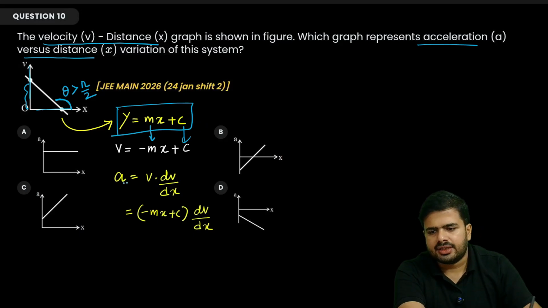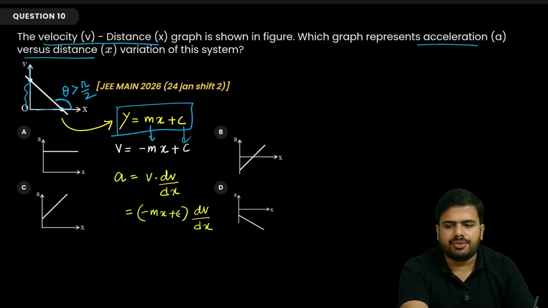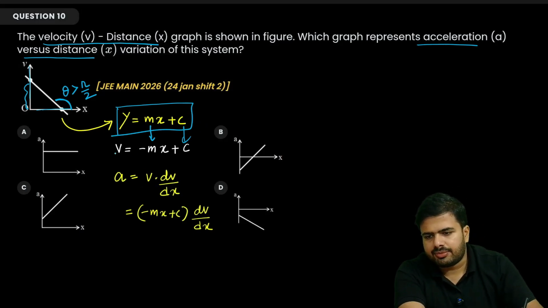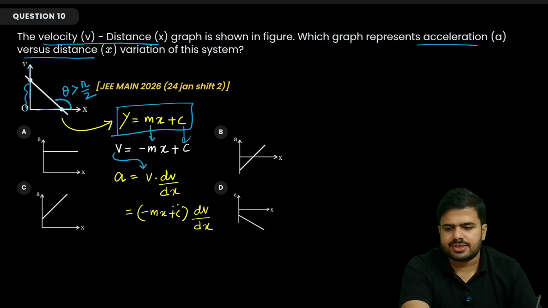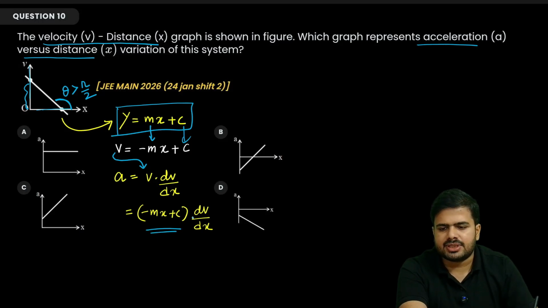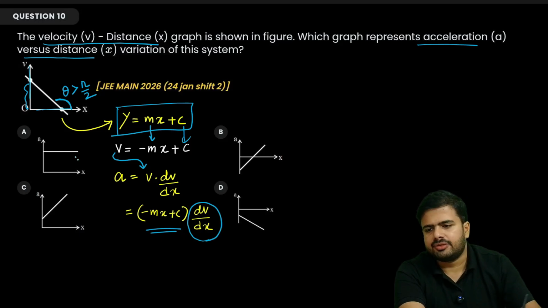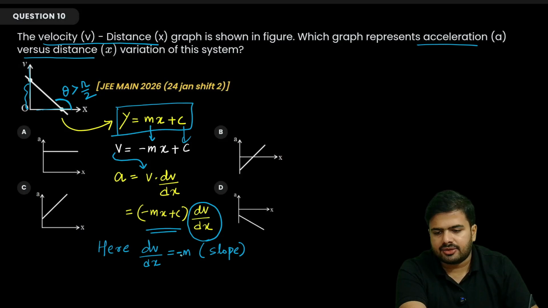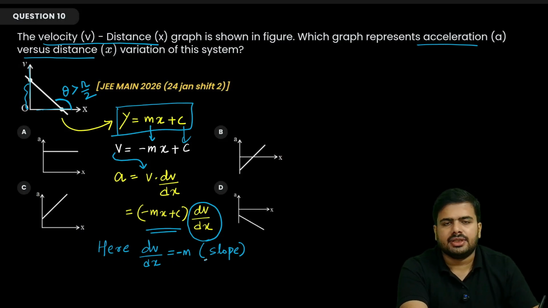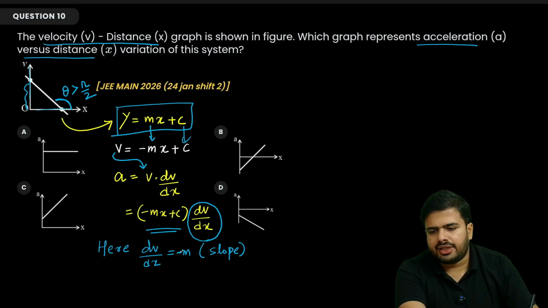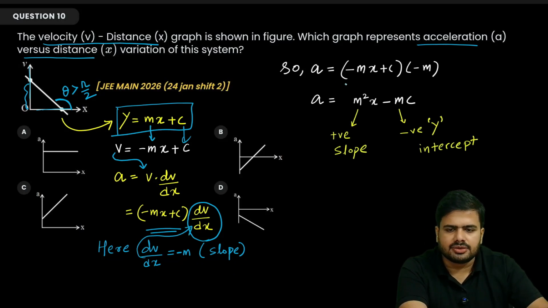Now we all know that acceleration is given as v into dv upon dx. We already know the value of v. So if you substitute v as minus mx plus c, we get minus mx plus c into dv upon dx. And further, what is dv upon dx? If you see here, dv upon dx is the slope. So in place of dv upon dx, I can write minus m, that is the slope. On substituting that, a equals minus mx plus c into minus m.